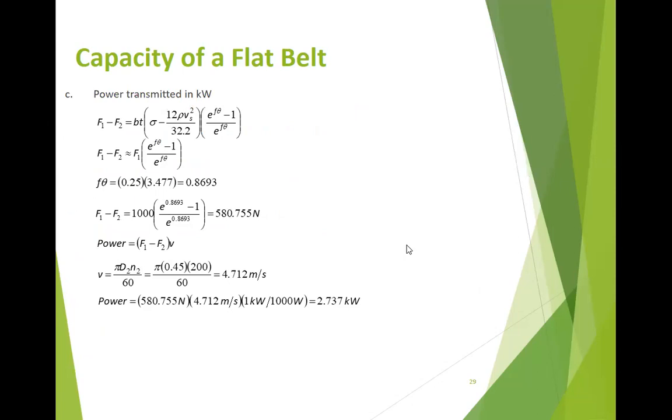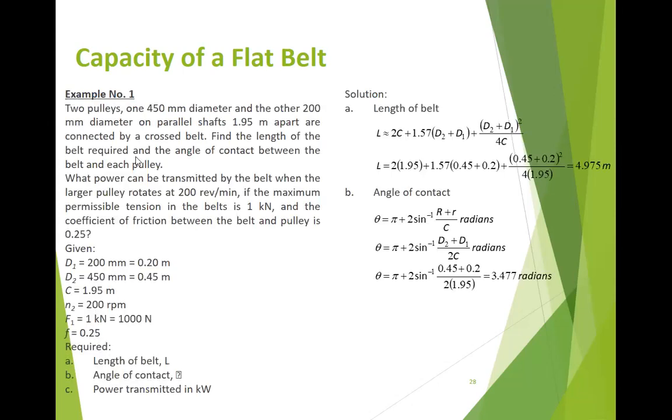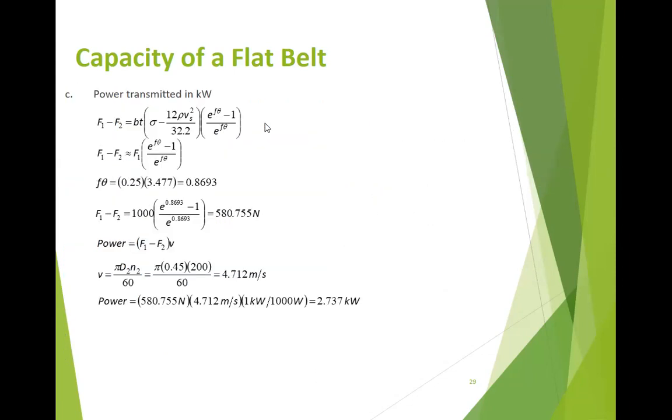Letter C, the power transmitted in kilowatts. F sub 1 minus F sub 2 is equal to the quantity b t sigma minus 12 rho v squared over 2.2, times (e to the f theta minus 1) over e to the f theta. This is approximately F1 times (e to the f theta minus 1) over e to the f theta, but we don't approximate, since we have no stress and no materials given. So this is negligible. If no materials are mentioned, treat this as zero, so sigma b t is F1.